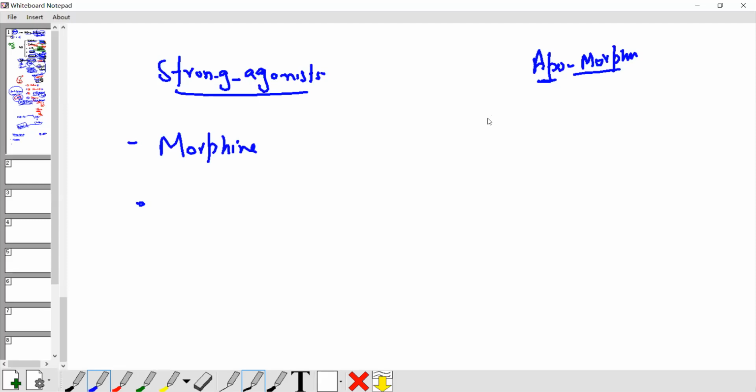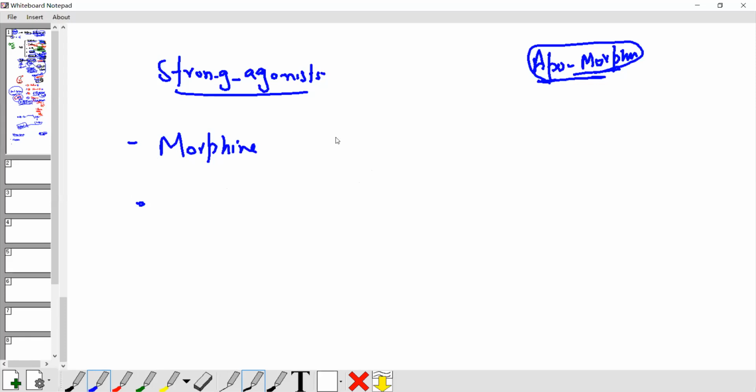Apomorphine, rotigotine, pramipexole, bromocriptine, cabergoline, all are dopamine receptor agonists. Non-ergot dopamine receptor agonist apomorphine. I said do not mix up this apomorphine. This apomorphine is not an opioid. It's just a totally different salt. Non-ergot dopamine receptor agonist. So this is the real morphine.